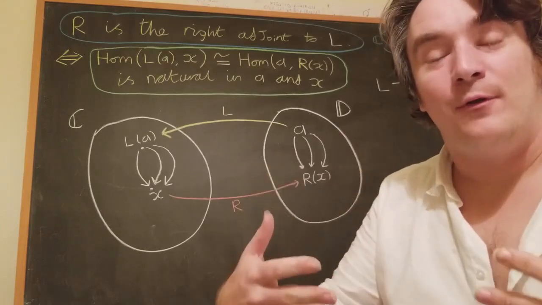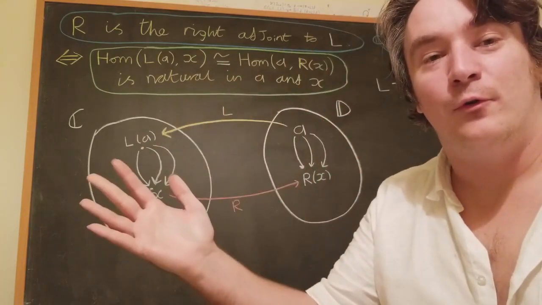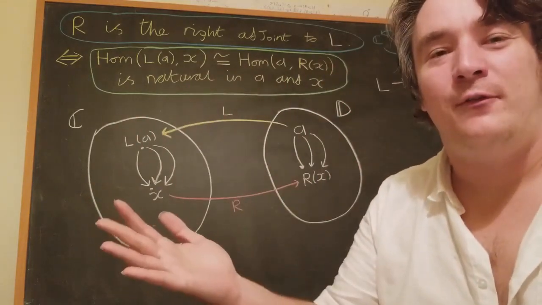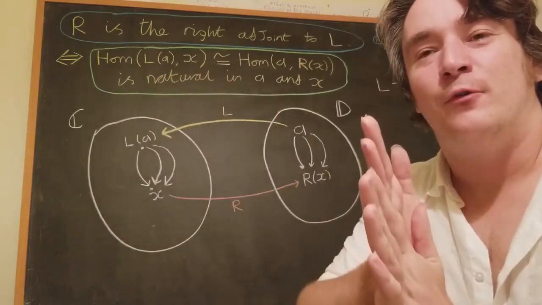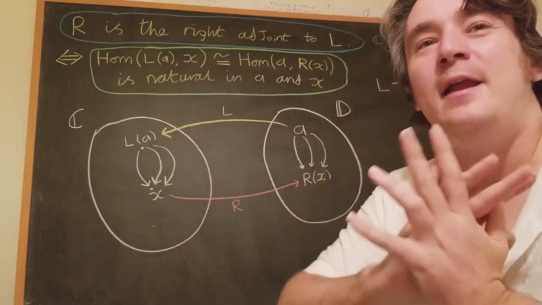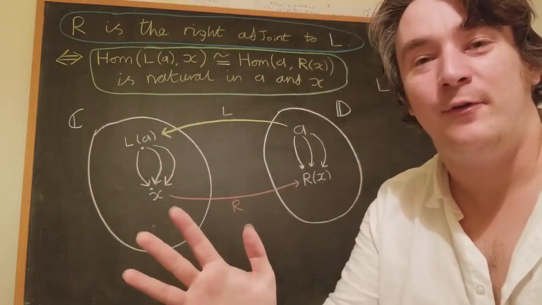Okay, hello everyone. So today I want to talk about adjoint functors. Now, according to many category theorists, the idea of adjoint functors is the most important notion in category theory. It's certainly amazingly important and extremely interesting.